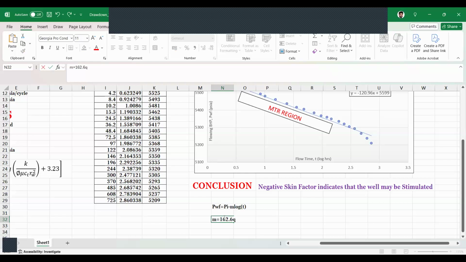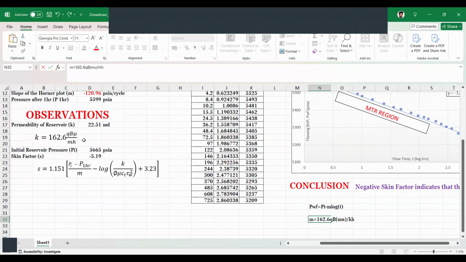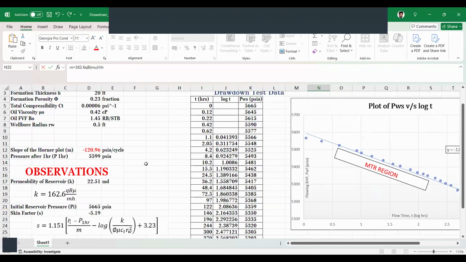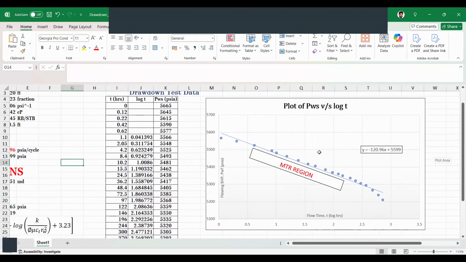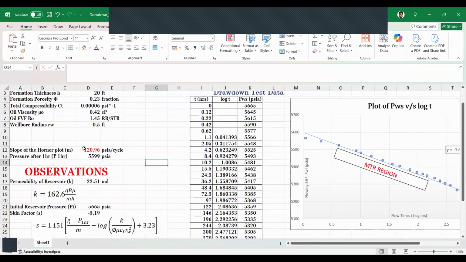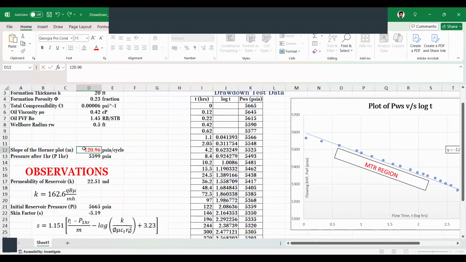162.6 qBμ by kh. That is given here actually. The slope m is 162.6 qBμ by kh. When we rearrange that, we get k as 162.6 qBμ by mh. So Excel is a bit powerful because whatever slope you can see here is kept here as 120.96.